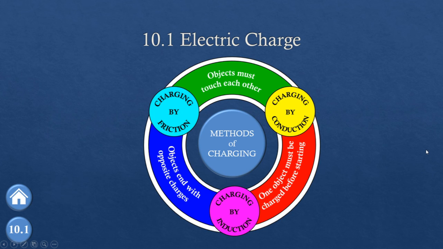So that pretty much wraps up our 10.1 lesson. Take a minute to look at this diagram. This compares the similarities between the three different methods of charging. I'm not going to read it all to you. You can read, but I do encourage you to pause the video and take a minute to study it carefully. Make sure you understand these relationships.